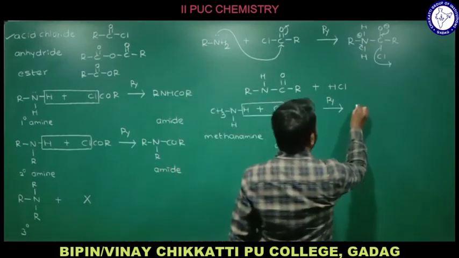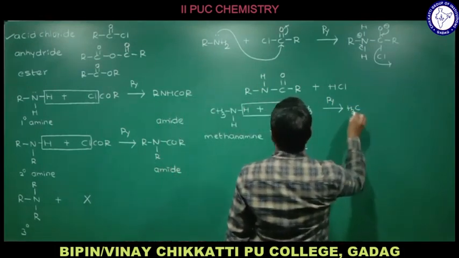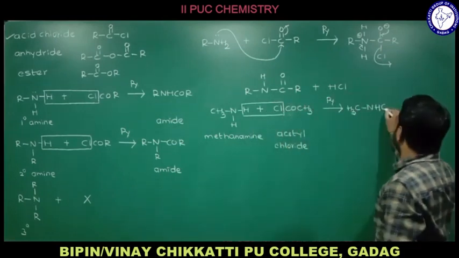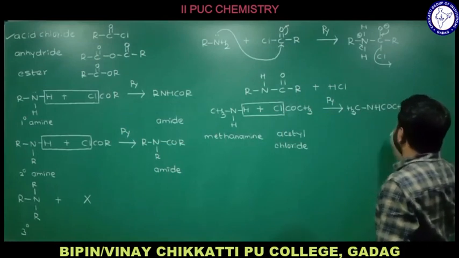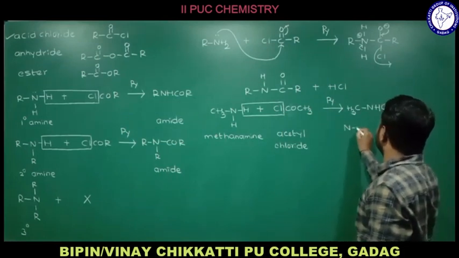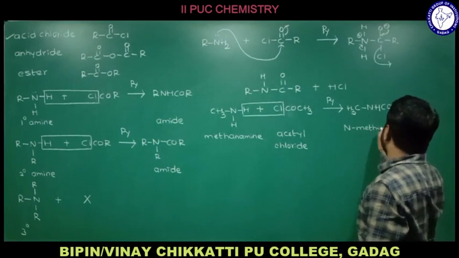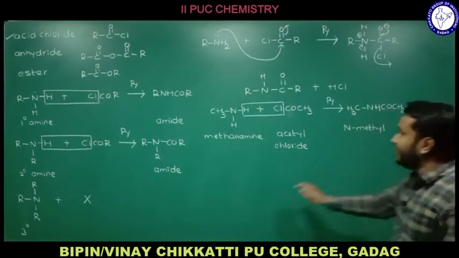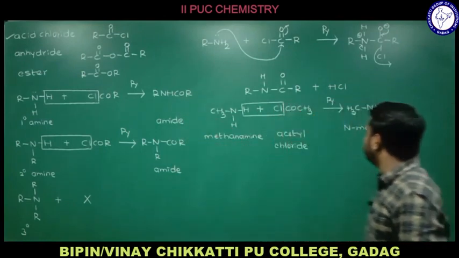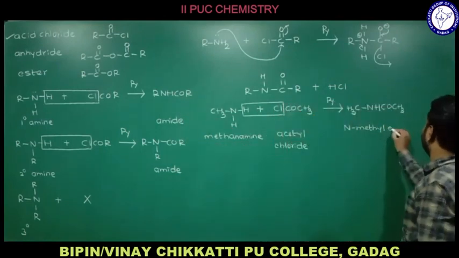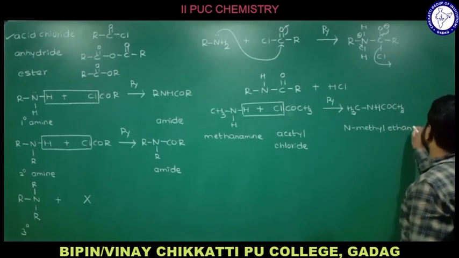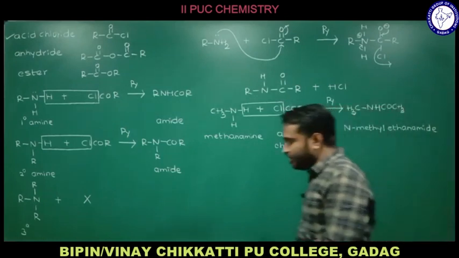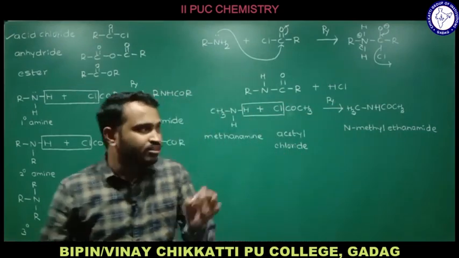So what we are going to get is CH3, and we get NH over here, and COCH3. So what would be the name of this compound? This is N-methyl. See here, N-methyl we have, and this is an amide, NHCO, amide, and 2 carbons we have, therefore I can write it as ethanamide. So N-methyl ethanamide we are going to get if you consider R as a methyl group.